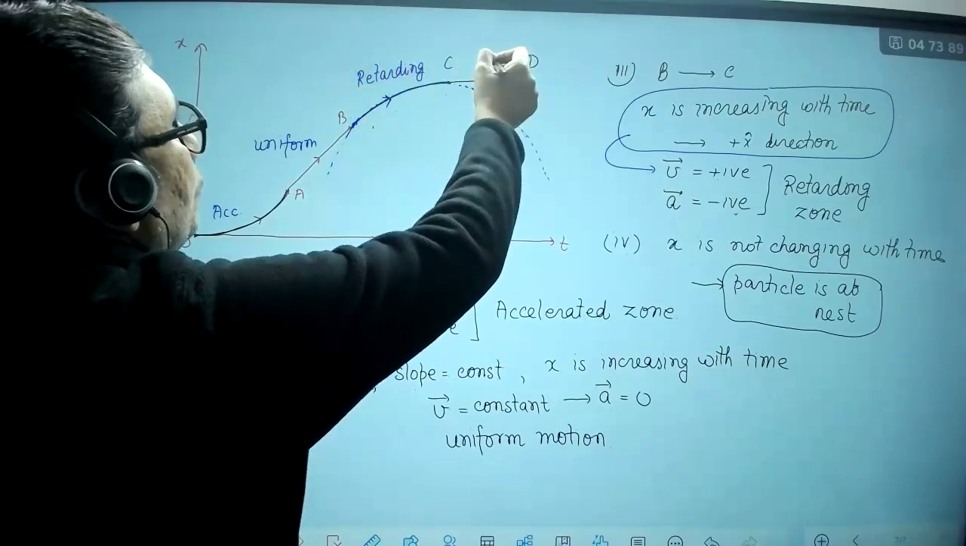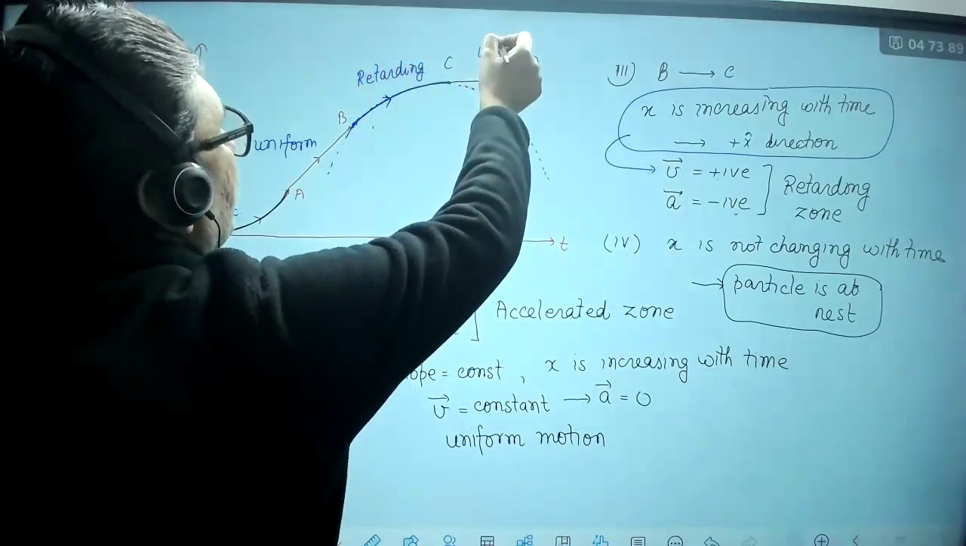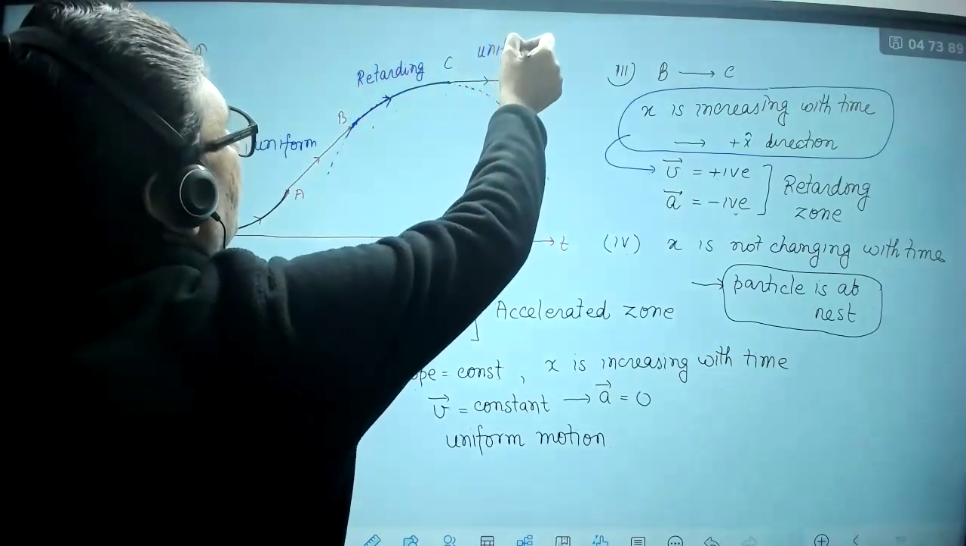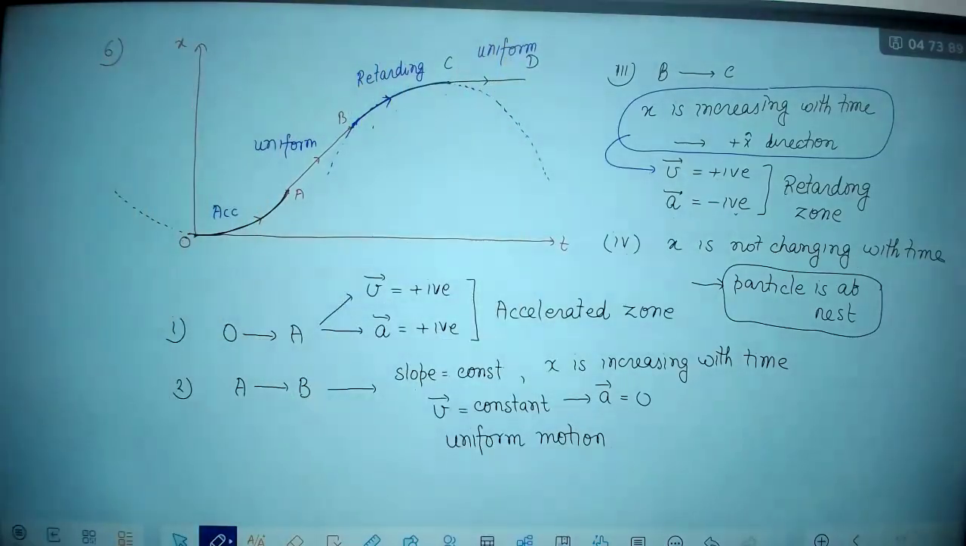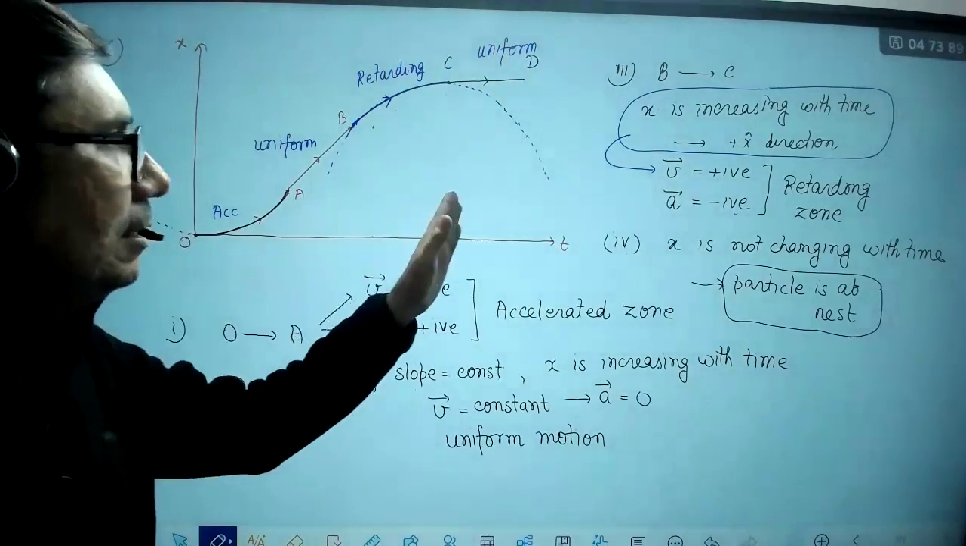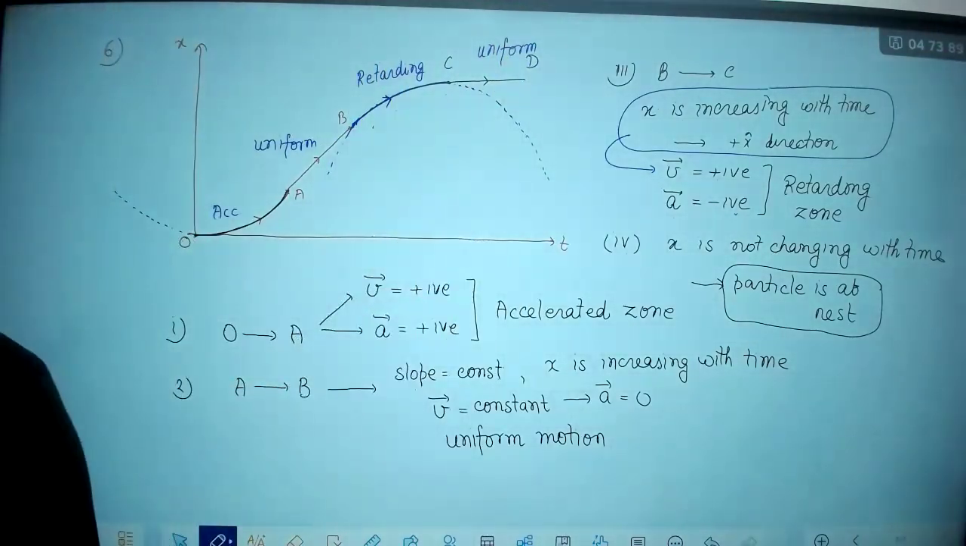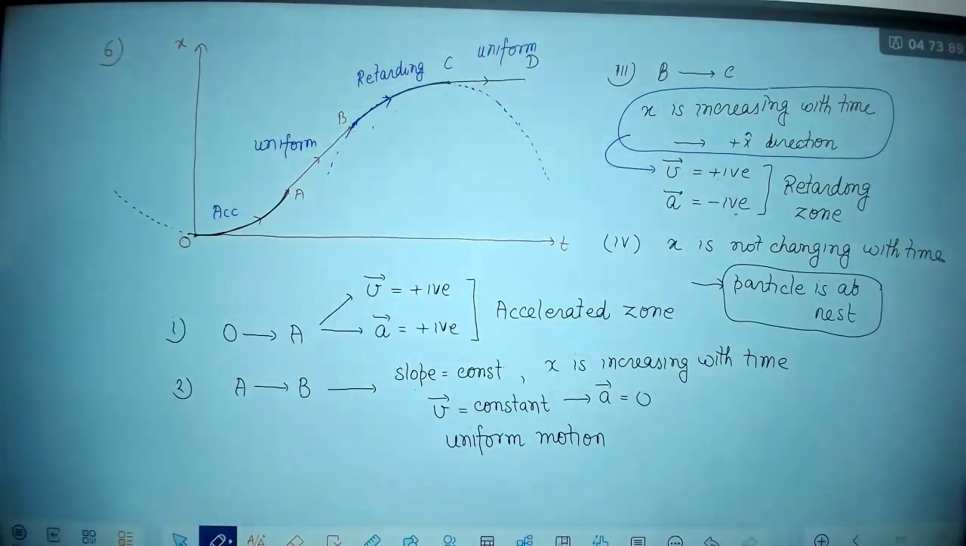And this is uniform motion. This is uniform motion. So in this way, you can explain this curve. Is it clear now? Yes, sir. Good.